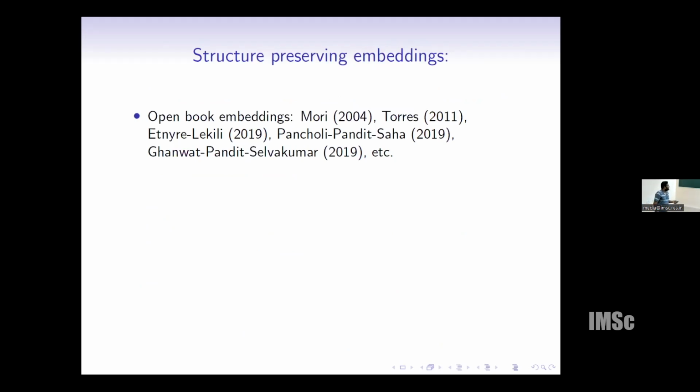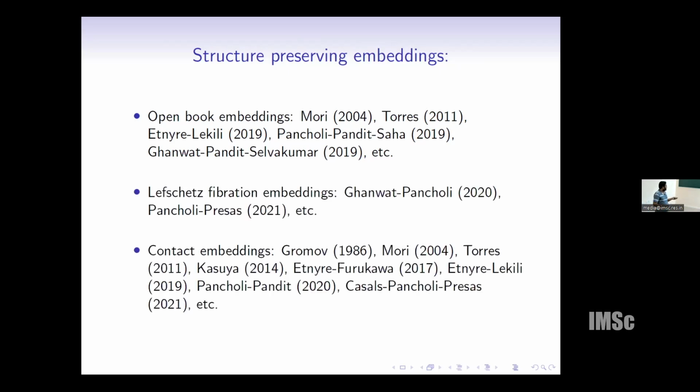So now we see some structure preserving embedding. Like we have seen embedding problems. Recently, people are interested in structure preserving embedding, which says not only embedding but embedding preserving some decompositions. For example, we have open book embeddings due to these following people, and Lefschetz fibration embedding and contact manifold embeddings and all. These are some references for that, not all, like some.